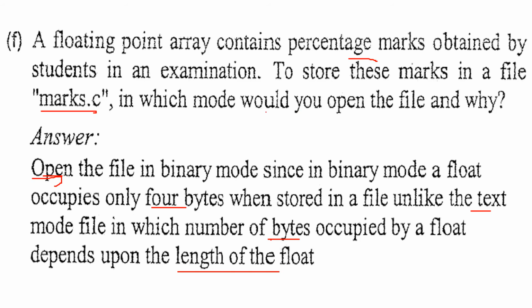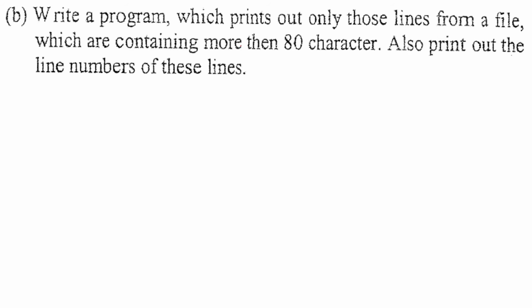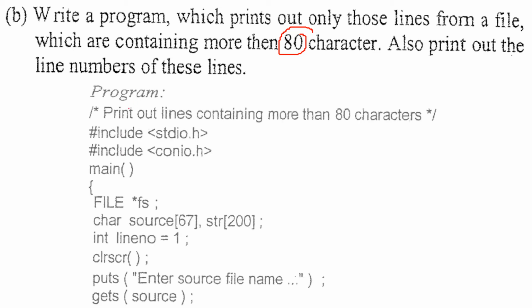Write a program which prints out only those lines from a file which are containing more than 80 characters. So we'll check for the length of the character or the number of characters which are greater than 80. Also print out the line numbers of these lines. So print out lines containing more than 80 characters.